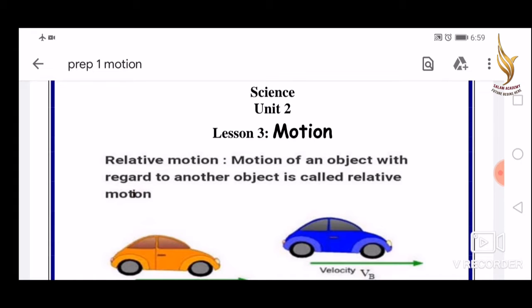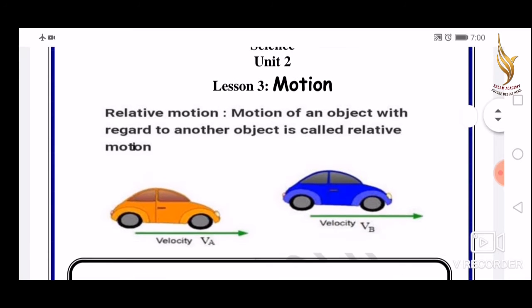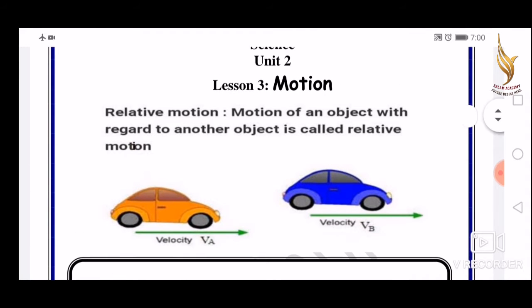Every day we see objects like a car, a bus, a person move in different directions and at different speeds. So motion means an object changes its position. The object changes its position as time passes. It means the object changes from one place to another as time passes. Okay? Look at this picture.